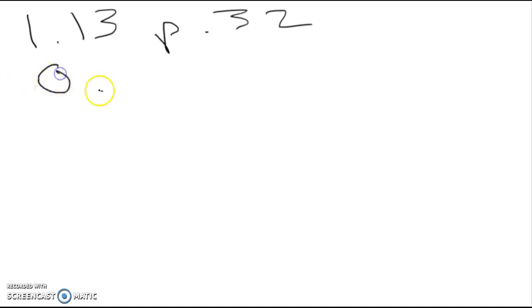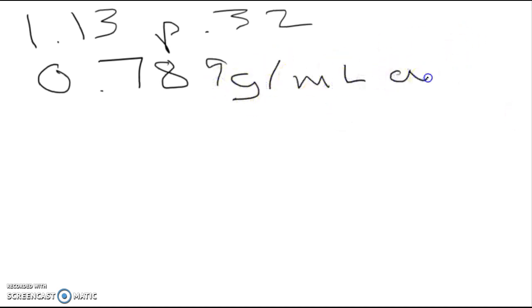Let me make sure this thing's writing. Okay. Problem 1.13, on page 32. This is a practice problem at the very top of the page. The practice problem says the density of ethyl alcohol, 200 proof or pure alcohol, is 0.789 grams per milliliter at 20 degrees Celsius.